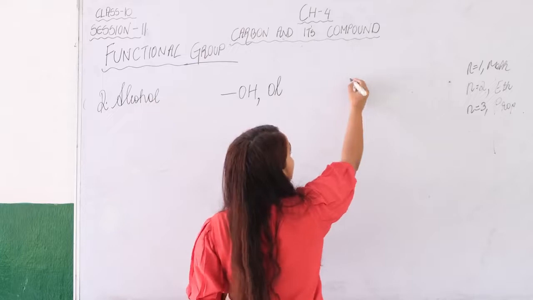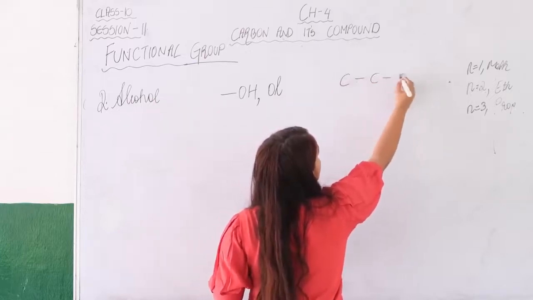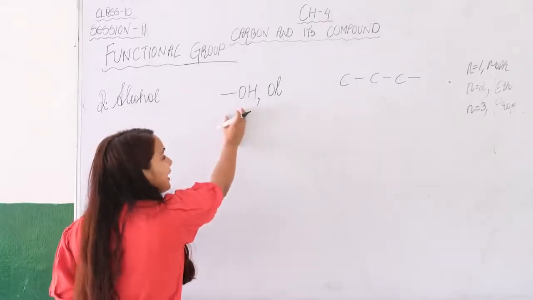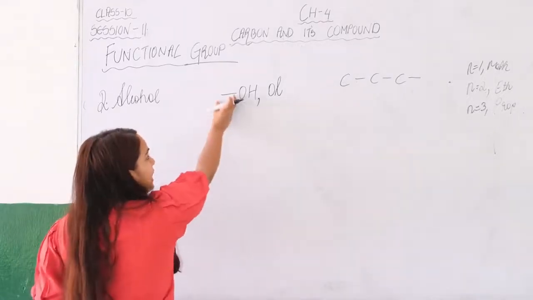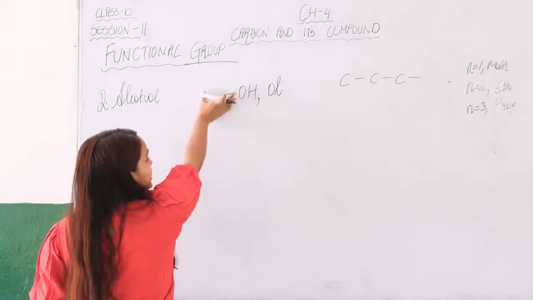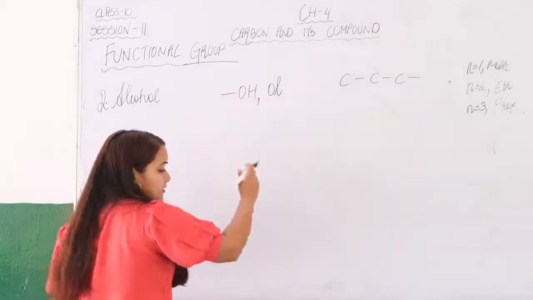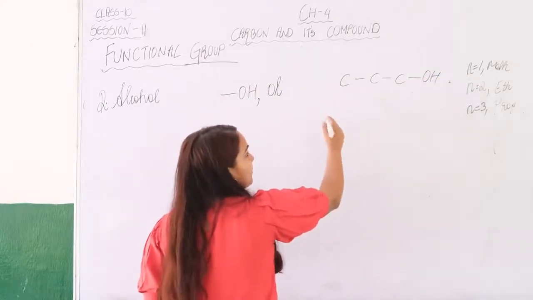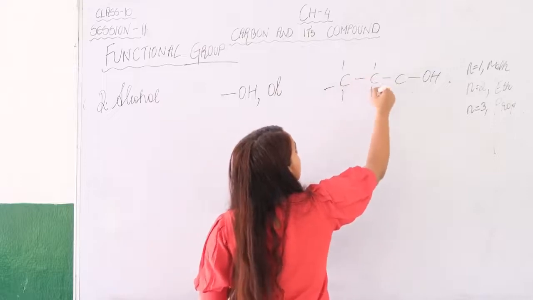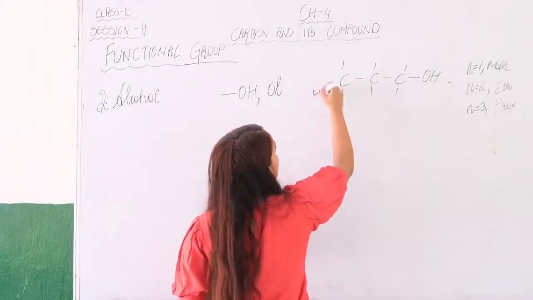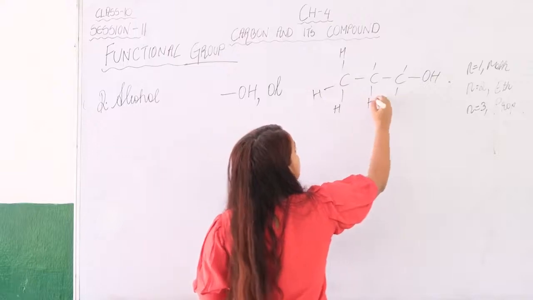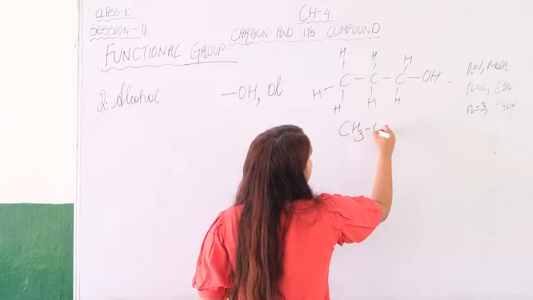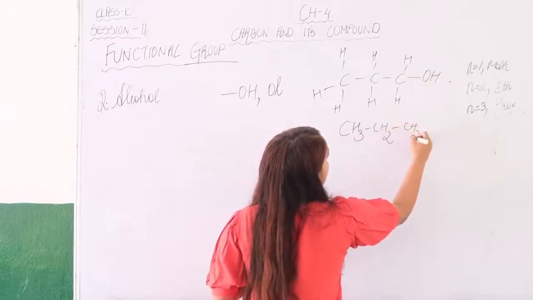Suppose we are taking again 3 carbons. 1, 2, 3. Now, as mentioned, this functional group should be placed at the last. This dash means that the alkane should be attached here. So here OH. And we already talked about maintaining the tetravalency. That means these are all H. If nothing is written, just assume that these are all H. The formula is CH3, CH2, CH2OH.